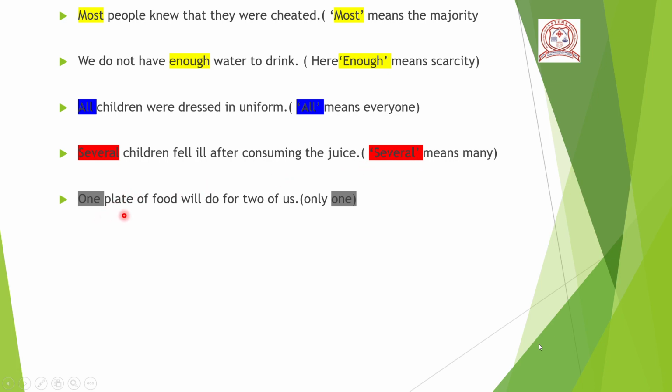Next, one plate of food will do for two of us. Just one plate, and two people are there. They said we'll just have one plate of food because that's more than enough for them. So let me just go back to the previous slide. I don't think I can go back. Anyway, so that is about all this distributive. Now coming to the next one.